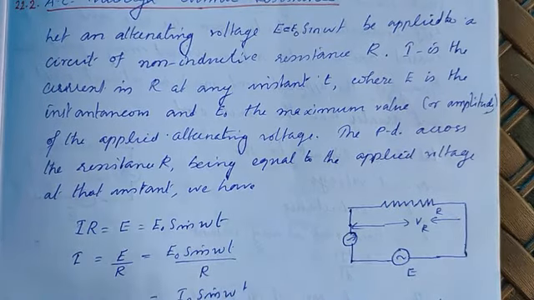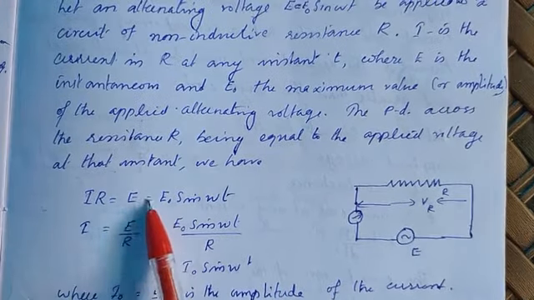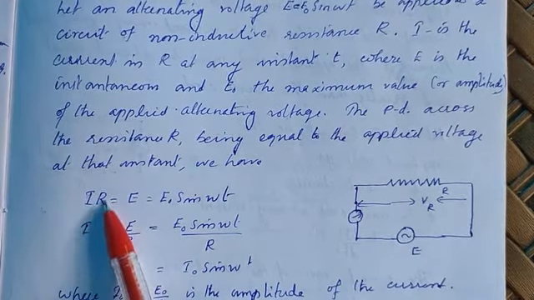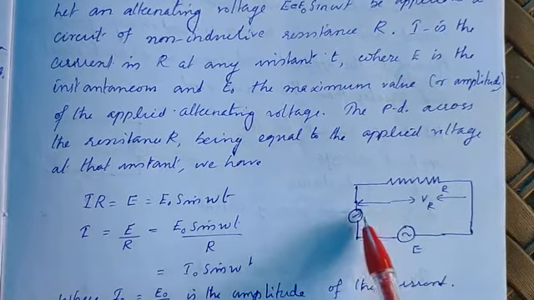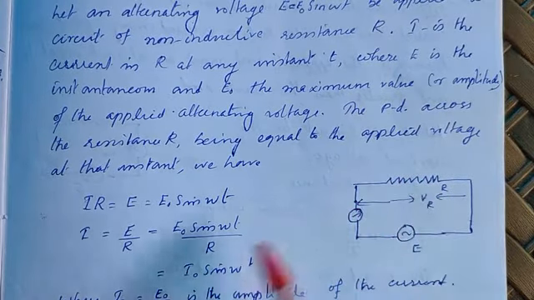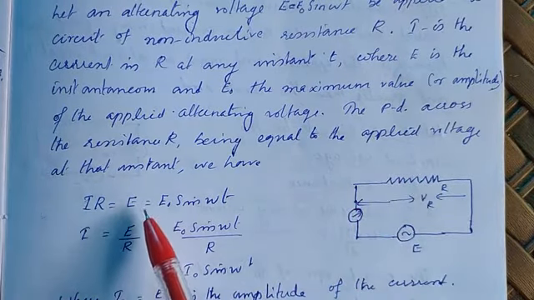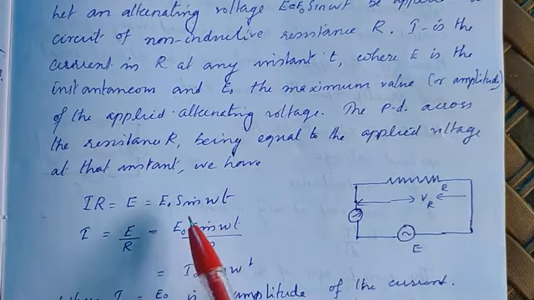This is the method. We can write the applied EMF as E, which is nothing but I into R, because this applied voltage is dropped across this ohmic resistance. But E is equal to E0 sin omega t, which is the applied EMF.